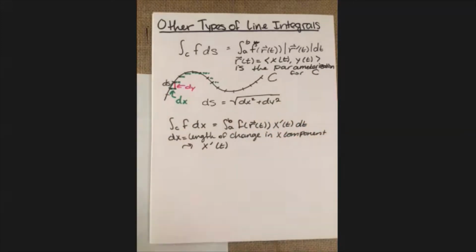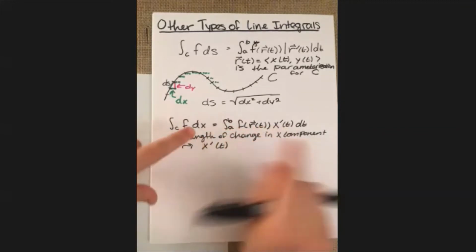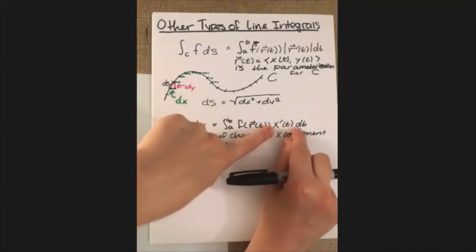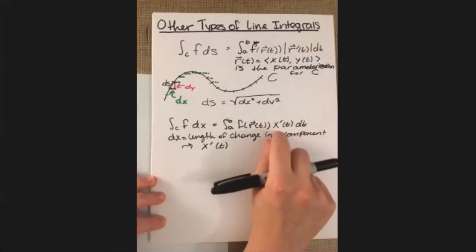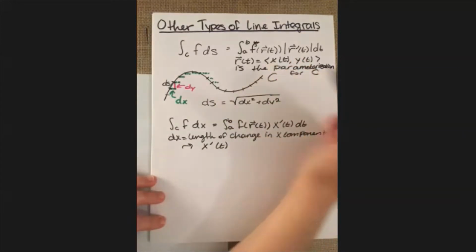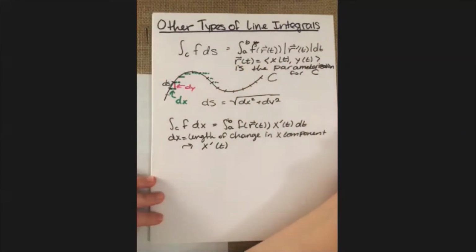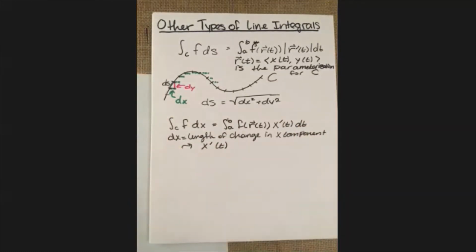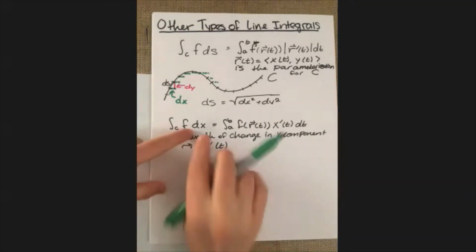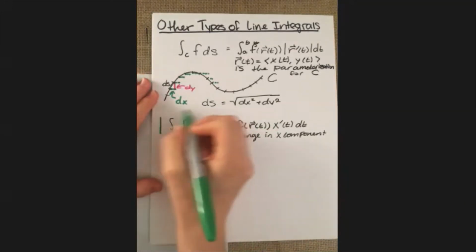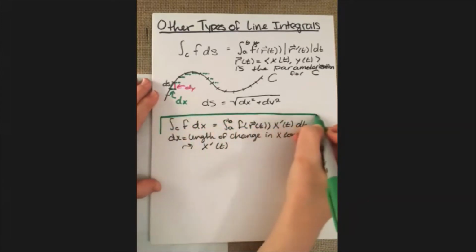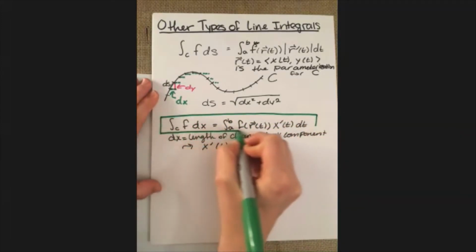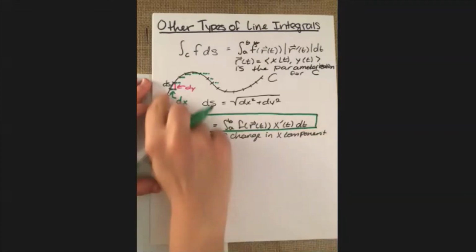And I do want to emphasize that this is just regular multiplication. It's not a dot product. We're not taking a length here or anything like that, because x prime is just a component of the derivative of r of t. So it's just a number, okay? So you don't have to do anything extra with it. It's already exactly what you need it to be. And that is what we do when we only care about the x direction of our curve.